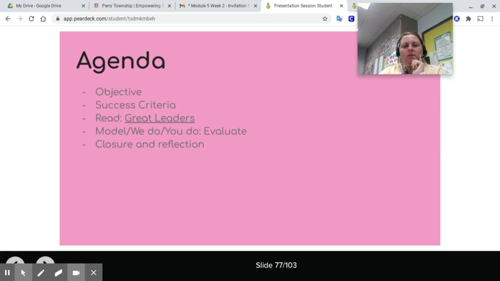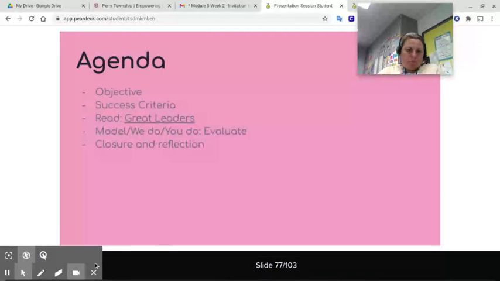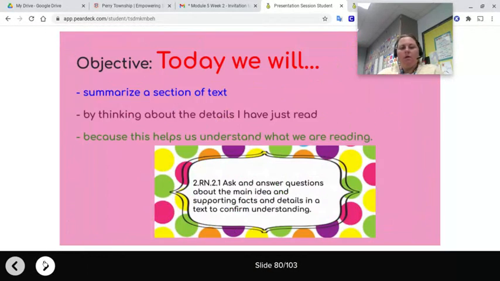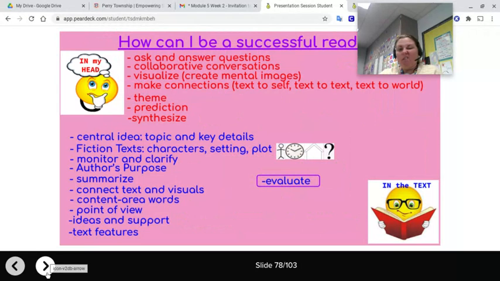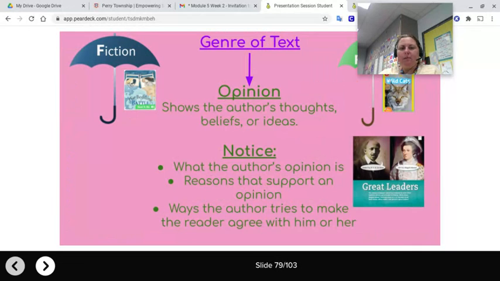So today we're going to read a story about great leaders. All right. We're also going to be talking about evaluating our text, not evaluate like the test, but evaluating our story. Okay, and our genre today is an opinion. Authors usually write opinions to show their thoughts or beliefs or ideas. So when you read an opinion piece, you'll notice what the author's opinion is, the reasons that support an opinion, and then ways the author tries to make you, the reader, agree with his or her opinion.